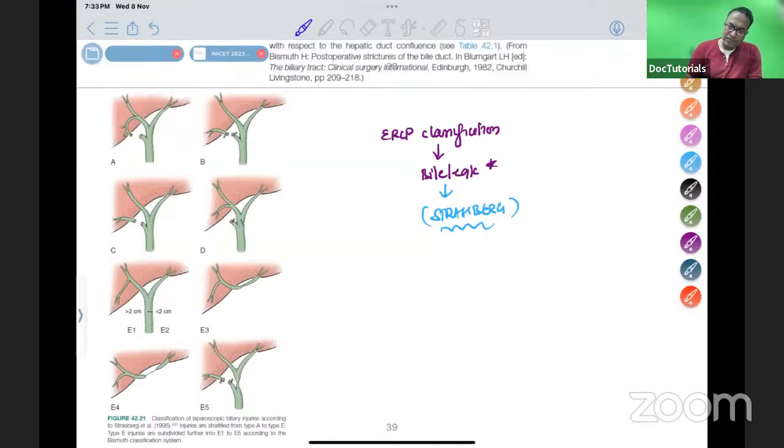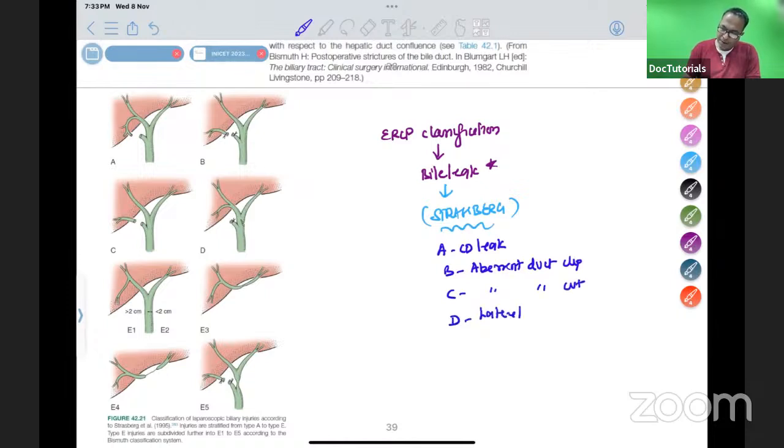So the Strasberg classification of bile duct injuries. A is cystic duct leak. B is aberrant duct clipped. C is aberrant duct cut. D is lateral injury of bile duct. E is circumferential injury of bile duct. In fact, E has E1 to E5. So this is a very common MCQ asked in the exam. From the picture you can see it is a pure bile duct injury, and a sure shot MCQ for the NEET PG exam.